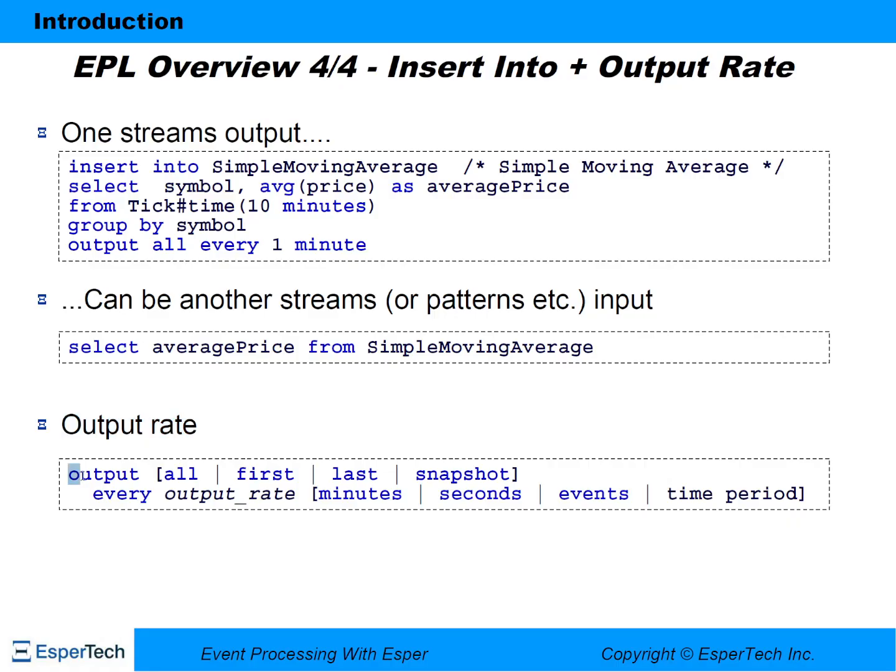Use output all for all available rows. Use output first for the first row or rows. Use output last for the last row or rows. Use output snapshot to output according to the data window, when a data window is specified. After the every keyword is a rate and a unit. The rate is a number and the unit can be minutes, seconds, events or a time period.